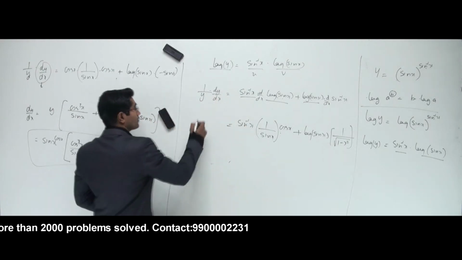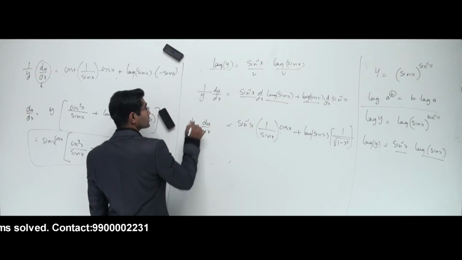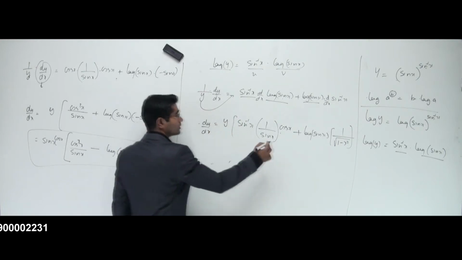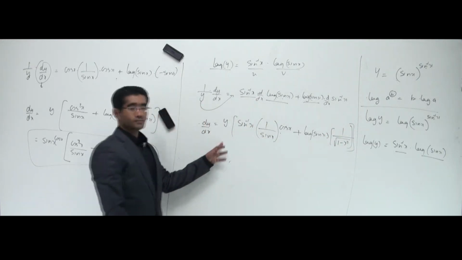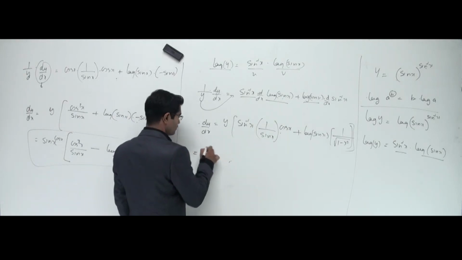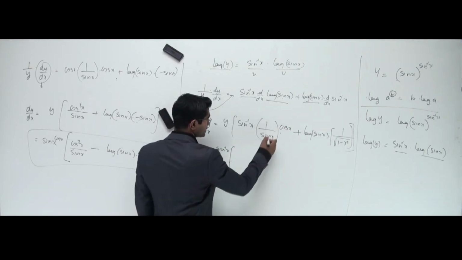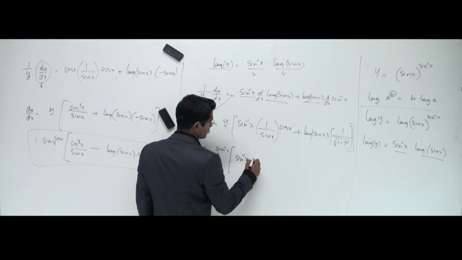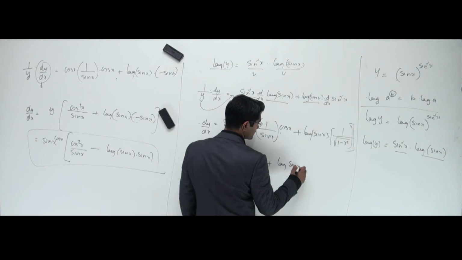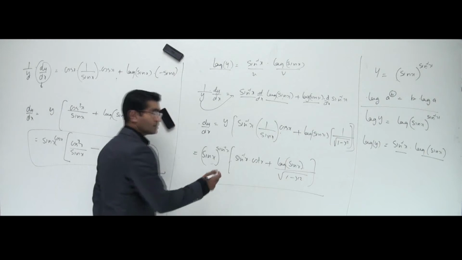Now on the left hand side I have 1 by y into dy by dx. What happens to the y? Y would be multiplied here, so I can write it as y into this whole thing, correct? Who's y? Y is my question, so I can substitute y back as sine x to the whole power sine inverse of x into this whole thing. This can be written as sine inverse of x into cot x plus log of sine x, the whole thing divided by root of 1 minus x squared. Okay, that's your simple answer.